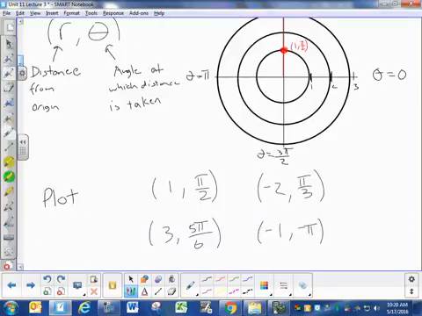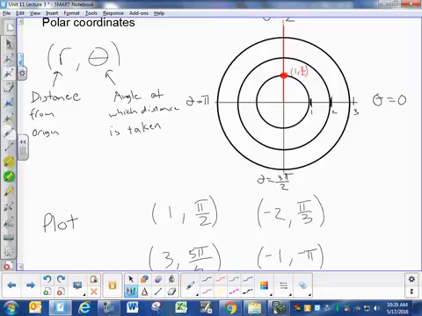Now let's look at (3, 5 pi over 6). Well, we have to understand where the angle 5 pi over 6 is. It's 1 pi over 6 less than 6 pi over 6. That is over here. Okay, here's the angle 5 pi over 6. I will go a distance of 3 units away. 1, 2, 3. Here is the location of the polar coordinates (3, 5 pi over 6).